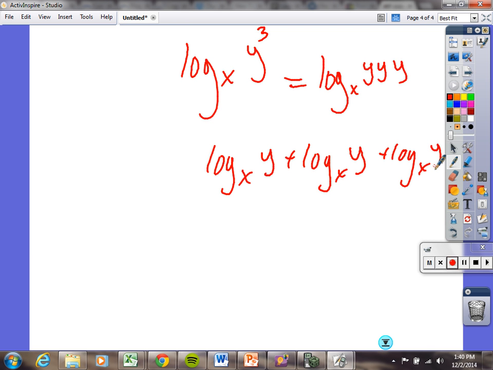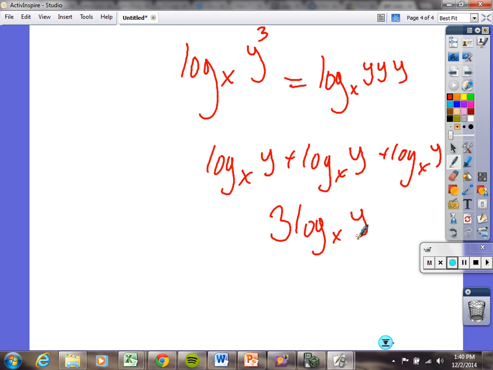Wait. So would it be a log of x of y for every single one? Uh-huh, because notice I have log of x of y, log of x of y, log of x of y. How many of those do I have that are exactly the same? So there's 3 of them. I'm going to show you. So there's 3 log x of y.